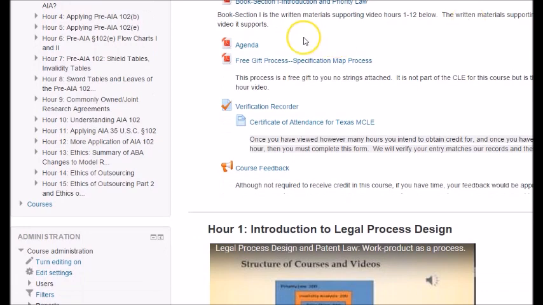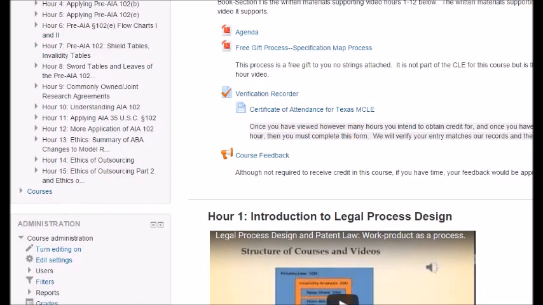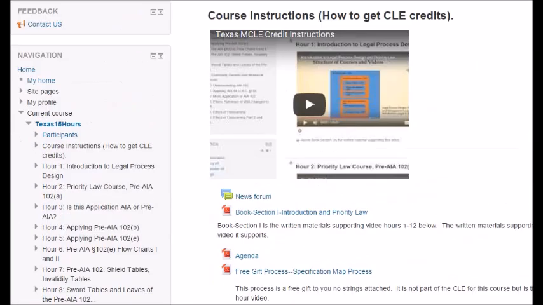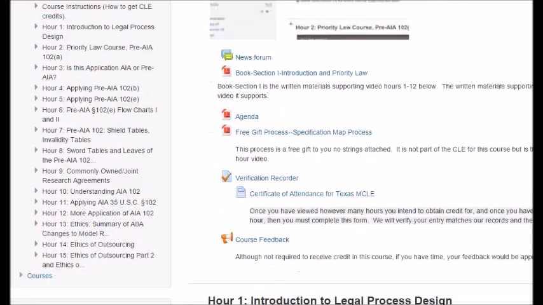There's an agenda here you can look at, and then there's a free gift process, which is not part of the approved CLE. It's just a gift to you in the Priority Law course. And then there's the verification recorder, where you enter the verification codes from each hour and then obtain your certificate once you've completed that. Of course, there's course feedback you can give at the end. And then at the top left, if you have a question or you need help, you can click this contact and leave a message or obtain my phone number and call me directly.